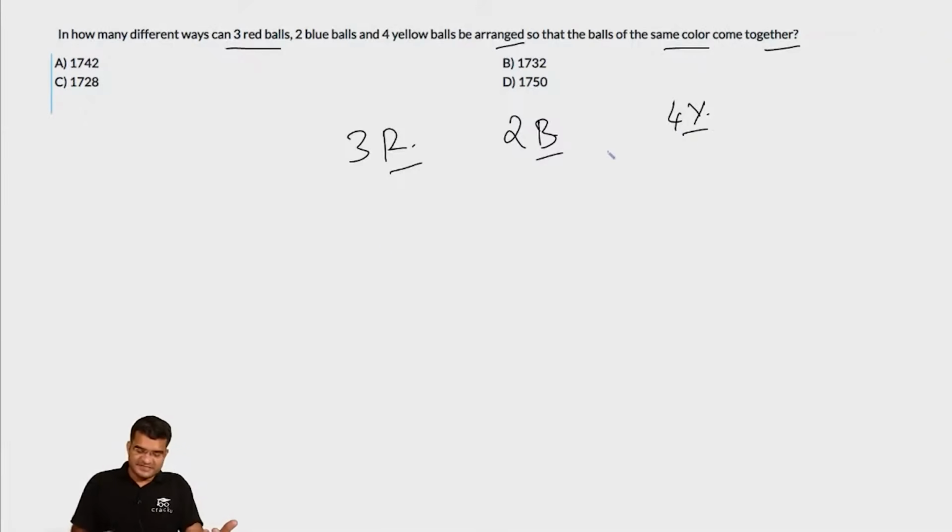The first color can be selected in 3 ways. The first color can be all the red balls or all the blue balls or all the yellow balls. The second color can be selected in 2 ways. Whichever color is selected, that will be left, and we can pick one of the remaining 2 colors, and finally we can select the last remaining color.